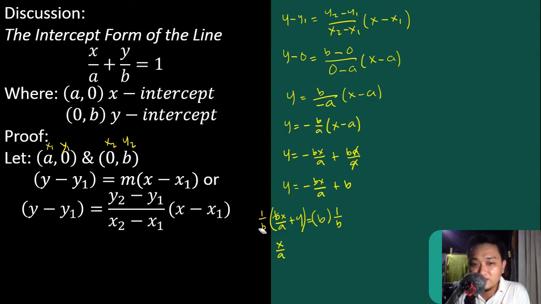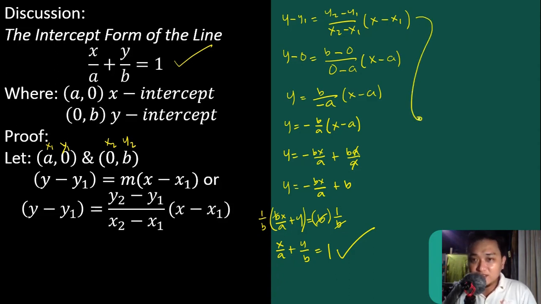But of course, it's the distributive property, so we still have to multiply it there. So, 1 over b times y is positive y over b. And then this b cancels, since b times 1 over b is just 1. So, therefore, our notion of the intercept form of the line is correct. This serves as our proof of the intercept form of the line.